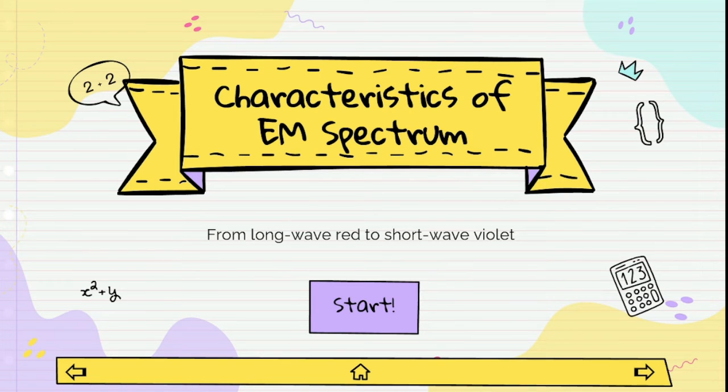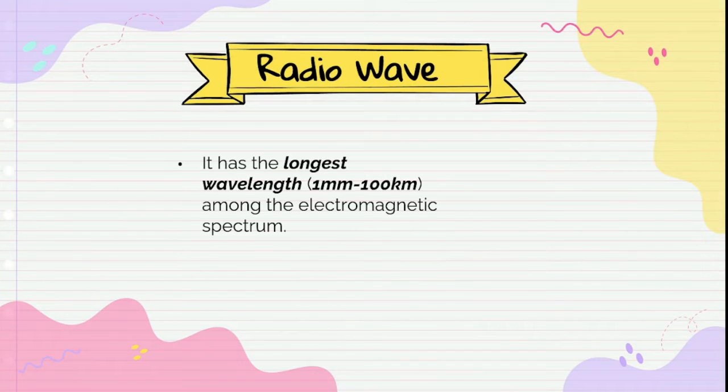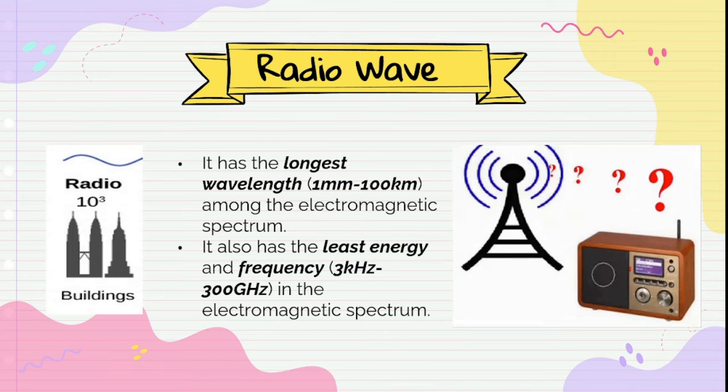of wavelength and frequency. Radio wave has the longest wavelength, measuring 1 millimeter up to 100 kilometers among the electromagnetic spectrum. It also has the least energy and frequency, having 3 kHz to 300 GHz.